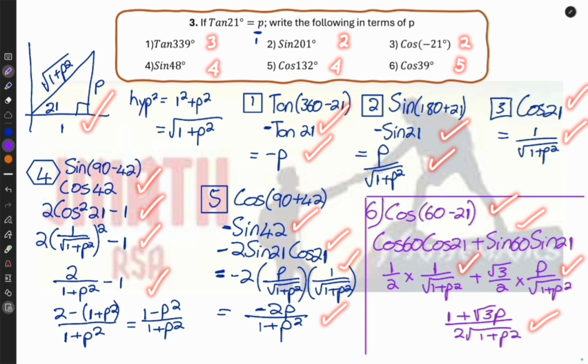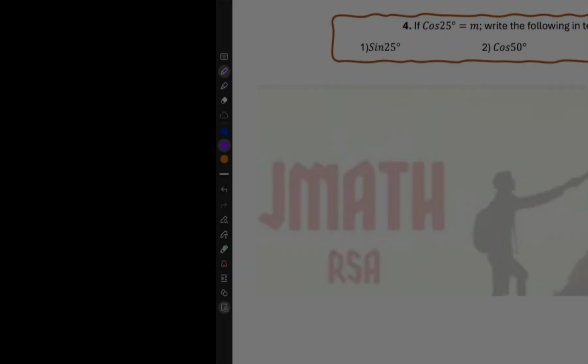Question 6 can be 5 marks, a mark for spotting the compound angle, then for expanding it correctly, 2 marks for subbing incorrectly because there's special angles and the triangle, and then a mark for your simplification. So 5 marks for that one. So let's do question 4.